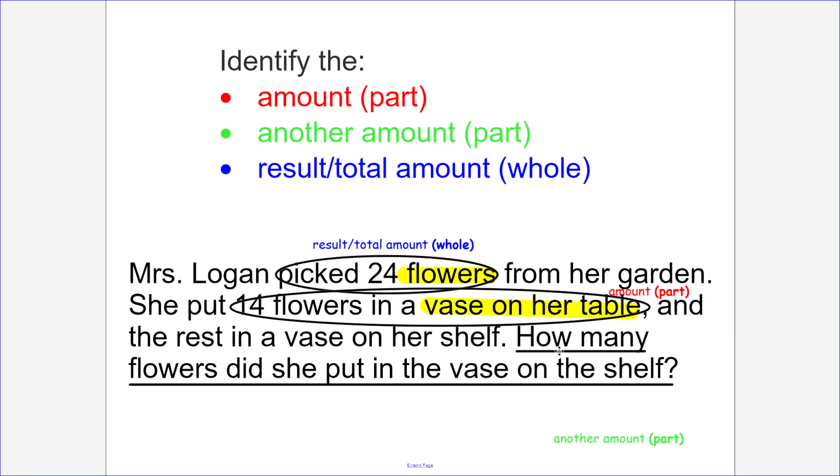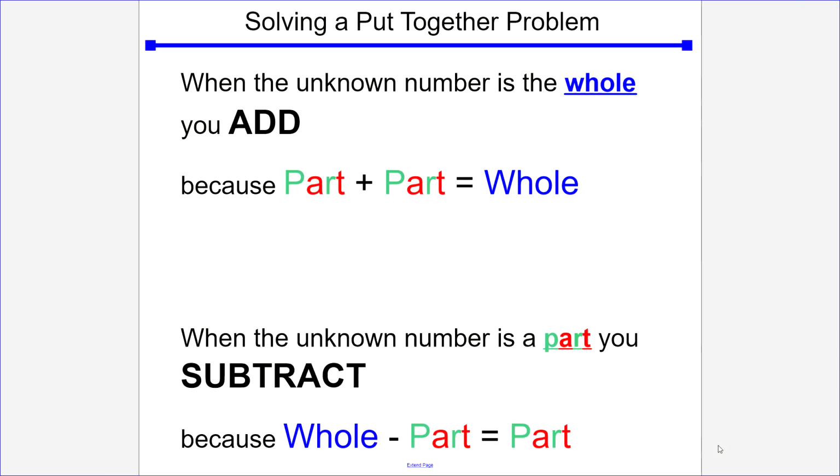I absolutely agree. The words vase on her shelf help me know that this is also an amount. We know that some of the flowers went to a vase on her table and the rest of them are in the vase on the shelf. She has 24 flowers total. Some are in that vase on the table and some are in the vase on the shelf. The flowers in the vase on her table and the flowers in the vase on her shelf are the two parts.